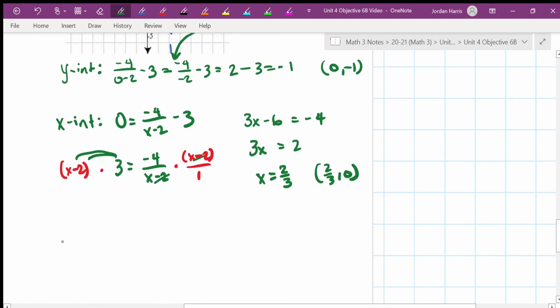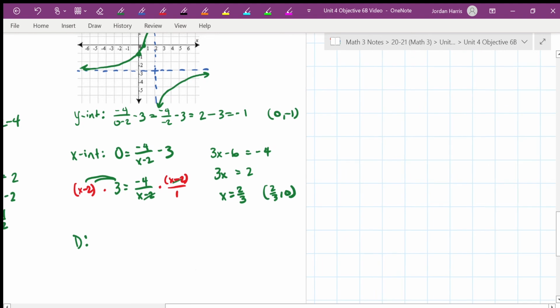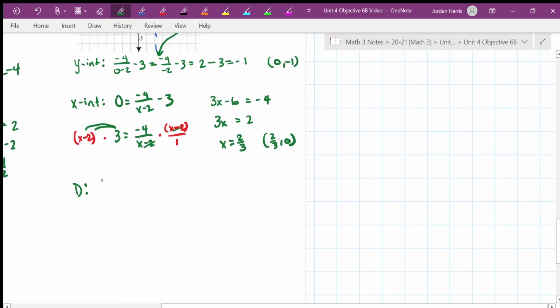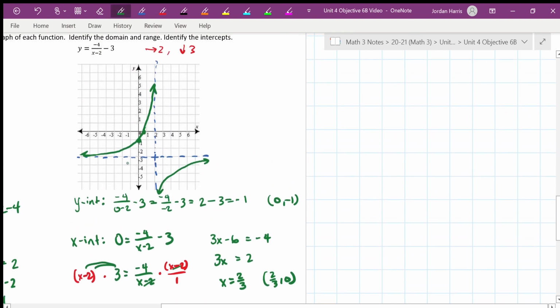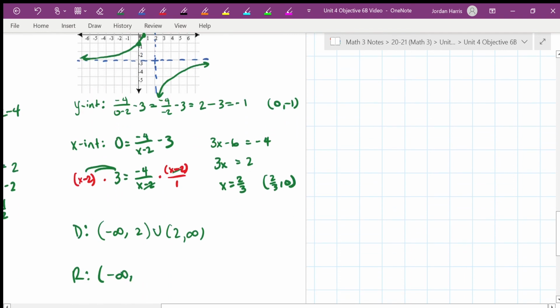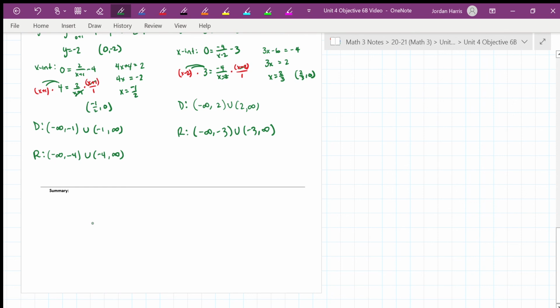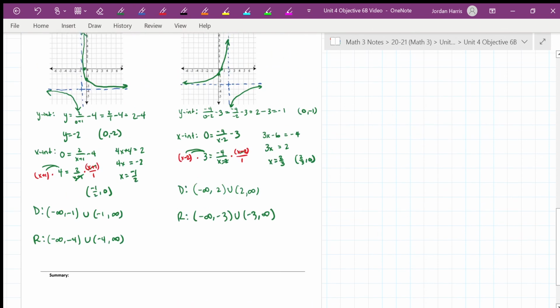Okay, and then we can look at our domain and range, but you'll notice once again they don't change. So where's our asymptote? It's 2, so it's negative infinity to 2, union 2 to infinity, and my range is negative infinity to negative 3, union negative 3 to infinity.